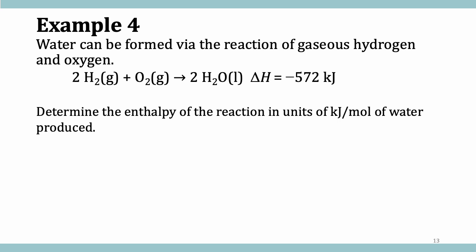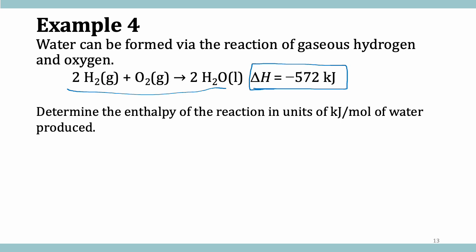Example like this. Water can be formed via the reaction of gaseous hydrogen and oxygen. This is the reaction. Delta H for this reaction is given to us. Delta H is minus 572 kilojoules per mole. Determine the enthalpy of the reaction in units of kilojoules per mole of water produced. Okay, so if this is the reaction, for this reaction, delta H is negative 572.